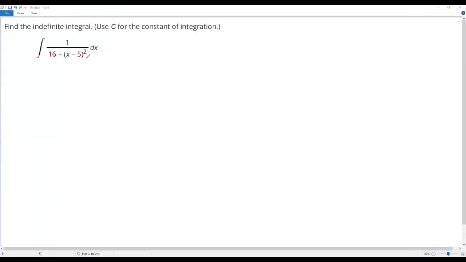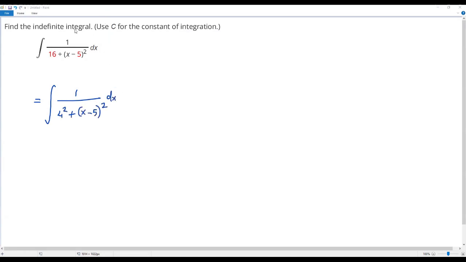Here we have a problem on integration. That is, we have to evaluate this indefinite integral. Okay, now let me start working on this integral 1 over... In my first step, let me write this 16 as 4 squared. So 4 squared plus (x minus 5) the whole squared dx.